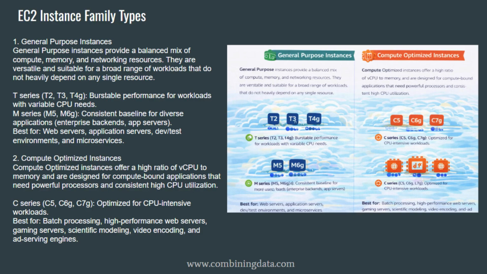Exam tip: if the scenario screams processing power, choose compute optimized, C family. If it screams balanced app server, choose general purpose, T or M family. Quick memory trick for the exam: T/M equals typical, mainstream apps. C equals compute equals CPU heavy.